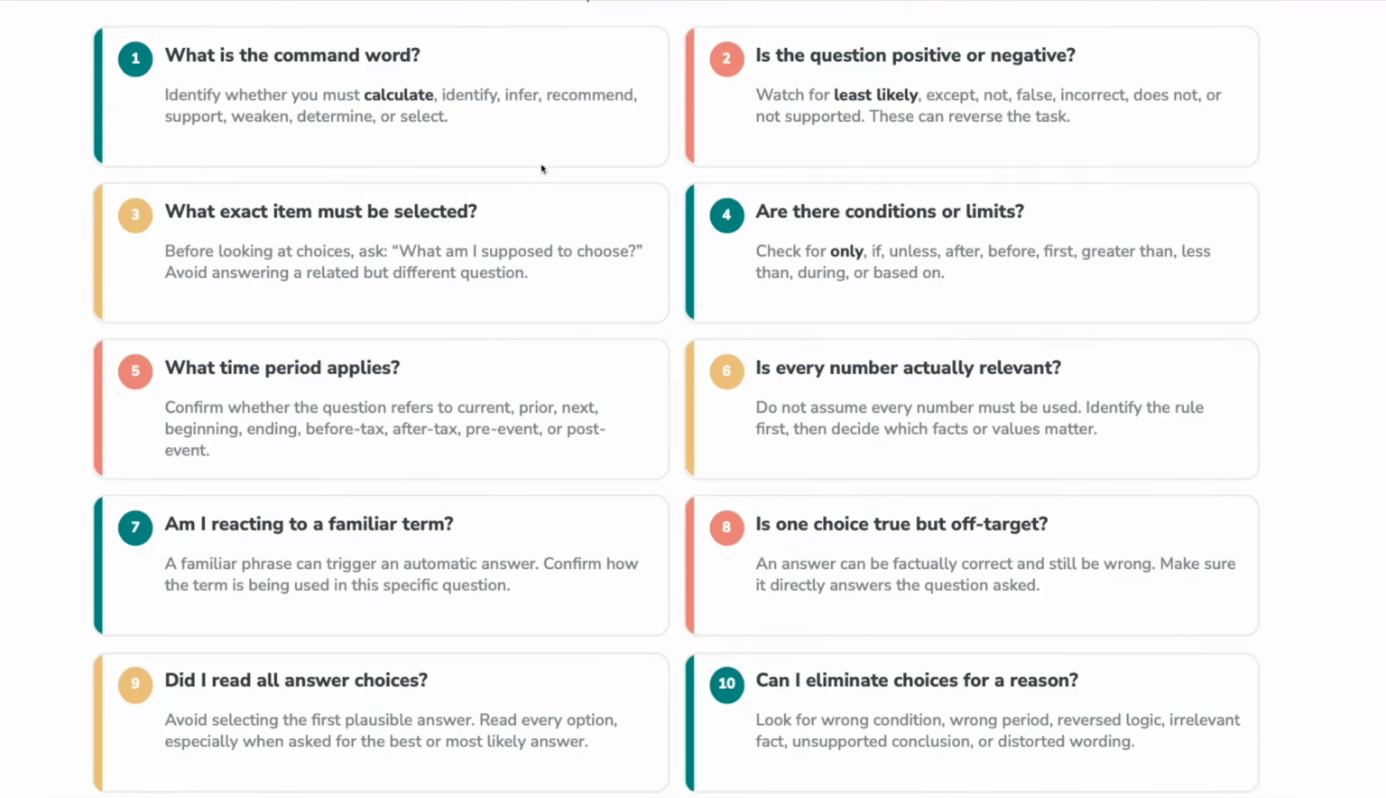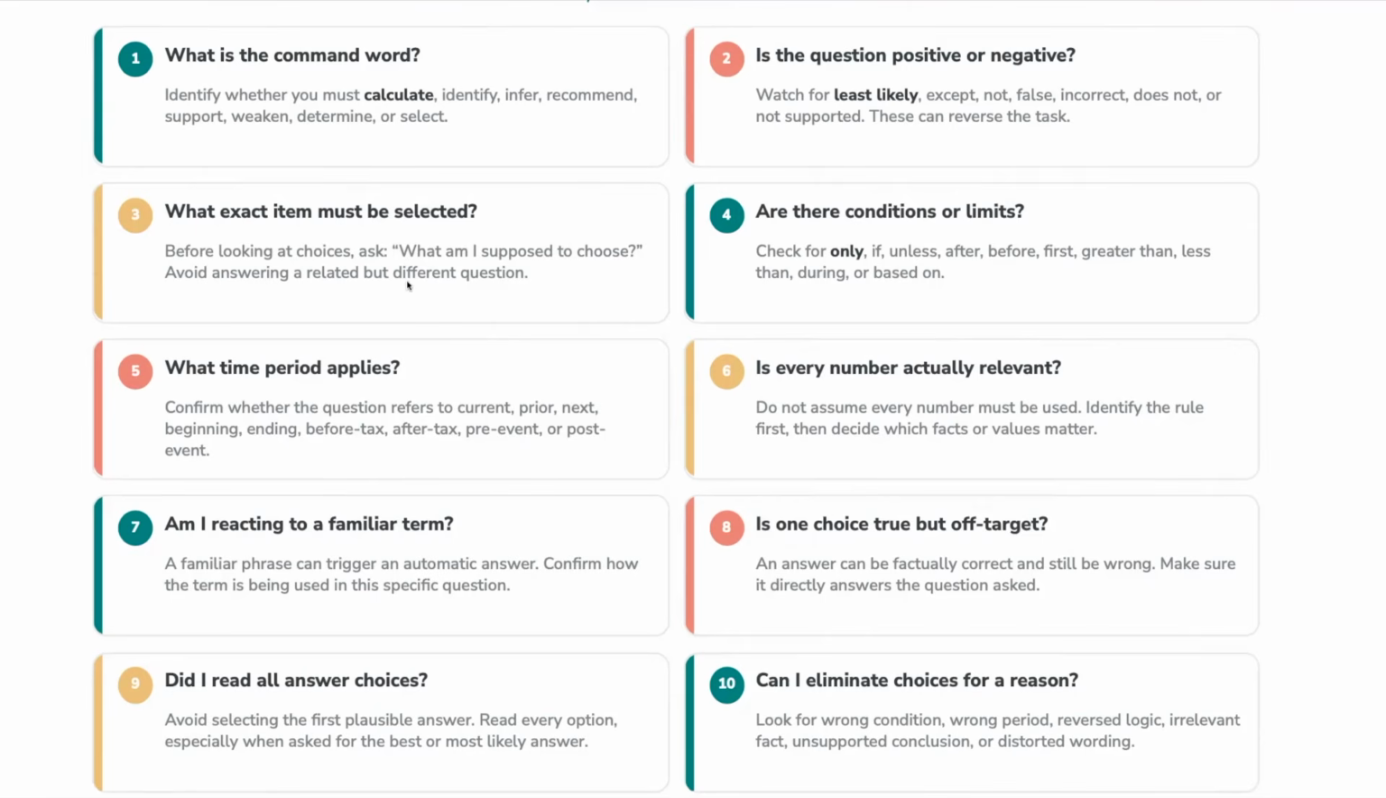Let's say the question asks, which ratio is most appropriate for evaluating a company's short-term liquidity? Before looking at the choices, answer the task in your mind. Okay, short-term liquidity. I'm looking for something like current ratio, quick ratio, cash ratio. Now choices appear. A, return on equity. B, current ratio. C, debt to equity ratio. Easy. B, but suppose you rushed and saw debt to equity and thought, oh yes, capital structure, solvency, risk.